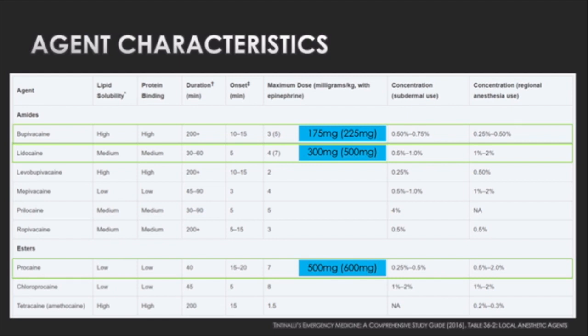Lidocaine has a shorter onset of action and duration of action. It's about 30 minutes to about 60 minutes, and you can give, like we said, about 4 to 5 mg per kg without epinephrine and up to 7 with epi. Max dose of 300 without epi, 500 total.